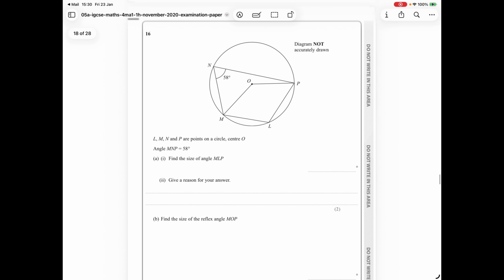So, number 16, this is a circle theorem question. And with circle theorem questions, always give a reason.